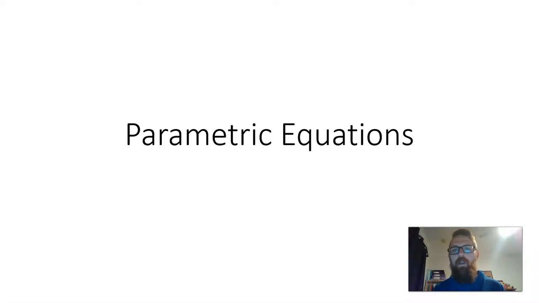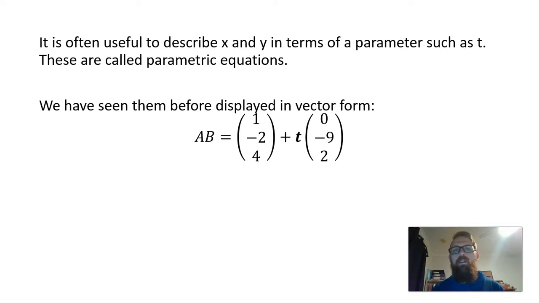Okay, so today we're going to have a look at parametric equations. Now, sometimes it's useful to describe our x's and y's when we're graphing in terms of another parameter, such as t or time. We call these parametric equations. So we've seen this before when we've looked at vectors.